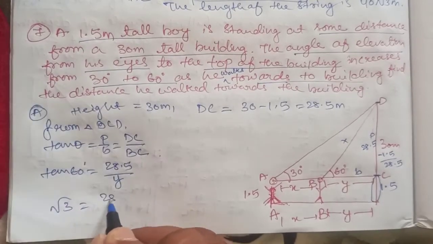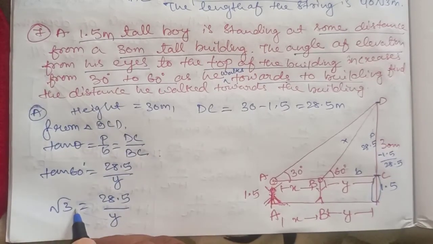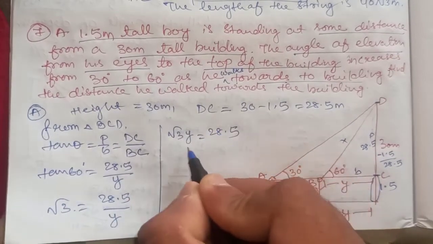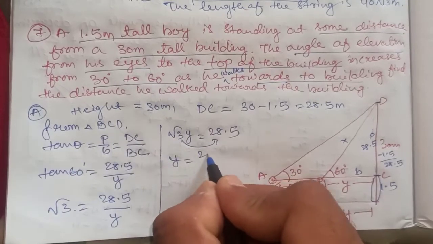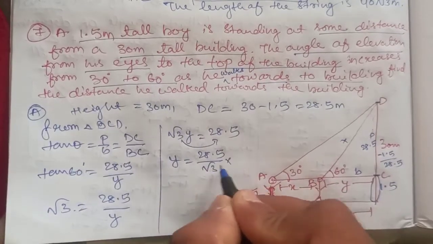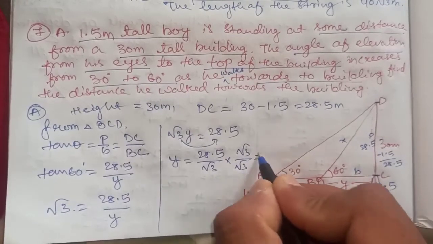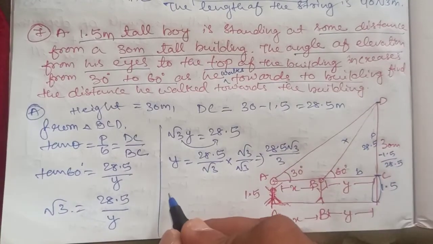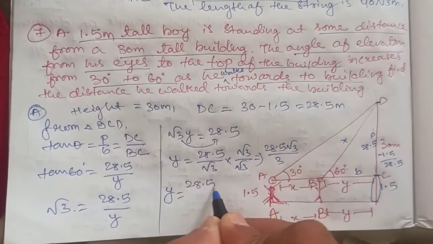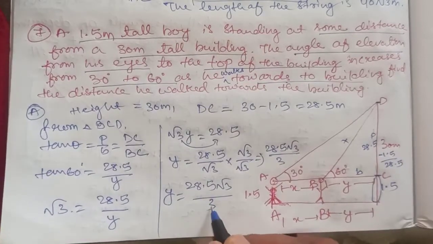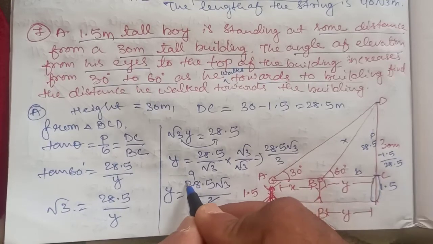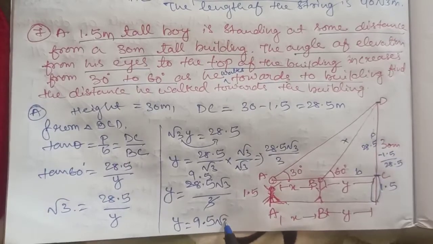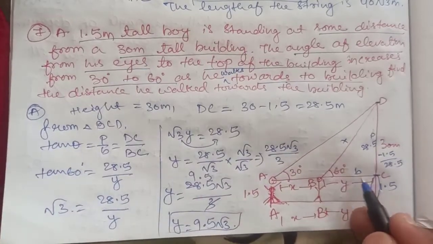Tan 60 is root 3, so root 3 equals 28.5 by Y. Multiplying by Y, we get root 3 Y equals 28.5. Divide by root 3, Y equals 28.5 by root 3. Rationalize the denominator: 28.5 root 3 by root 3 into root 3, which is 3. So Y will be 28.5 root 3 by 3. Cancel these two: 3 nines are 27, 1 carry, 3 fives are 15. So the value of Y we get is 9.5 root 3.